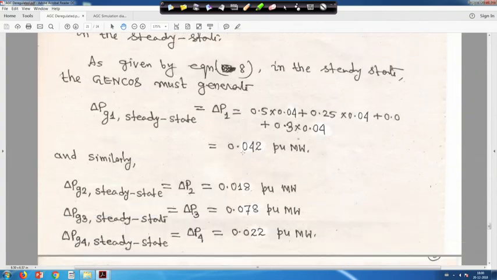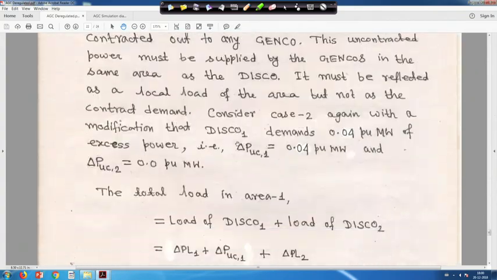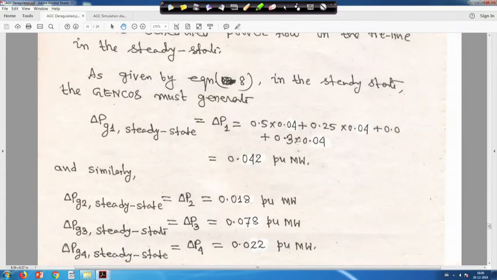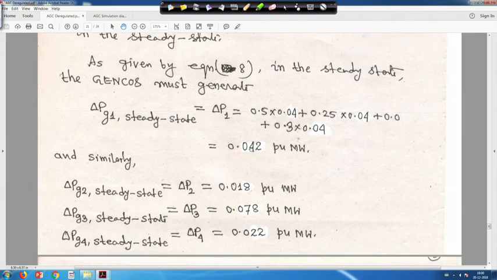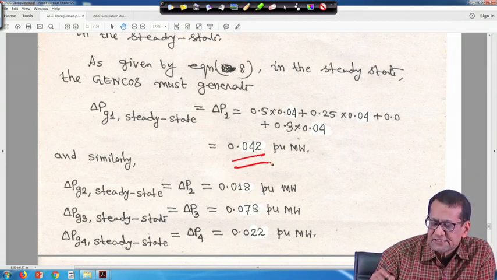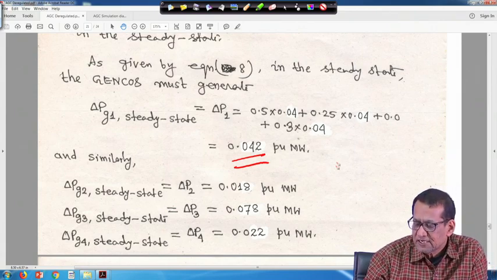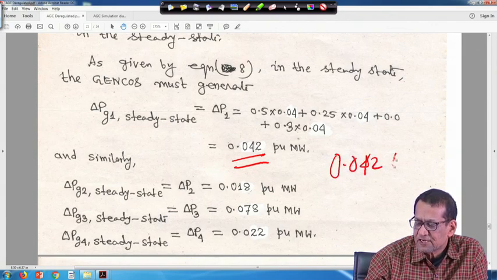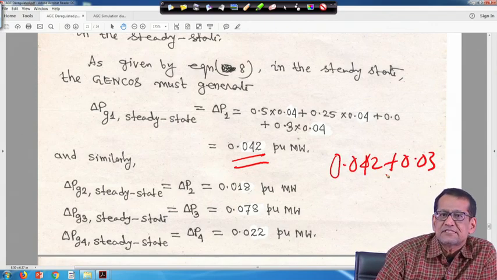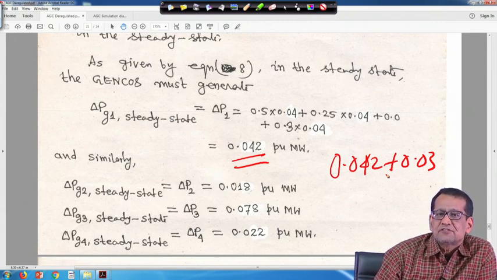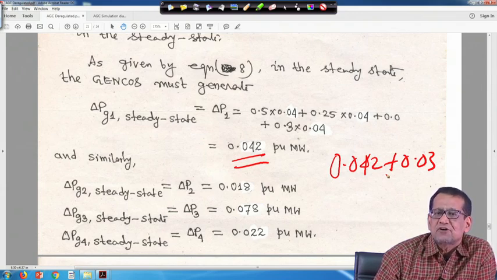Here, this is called contract violation. If you look at it, all data remains as in case 2. So, for case 3, that is the uncontracted power demand, delta PG1 steady state, in the case of uncontracted power demand, GENCO is generating another additional 0.03 per unit megawatt. That means GENCO at steady state will generate this one plus 0.03, because the APF, the AC participation factor, that is A-11, is given as 0.75. So, 0.75 into 0.04 is the uncontracted power demand.